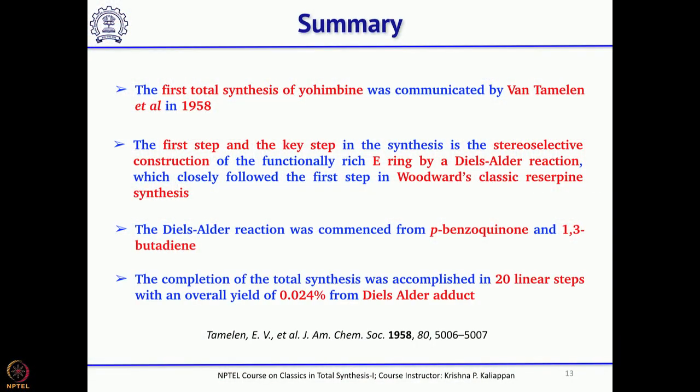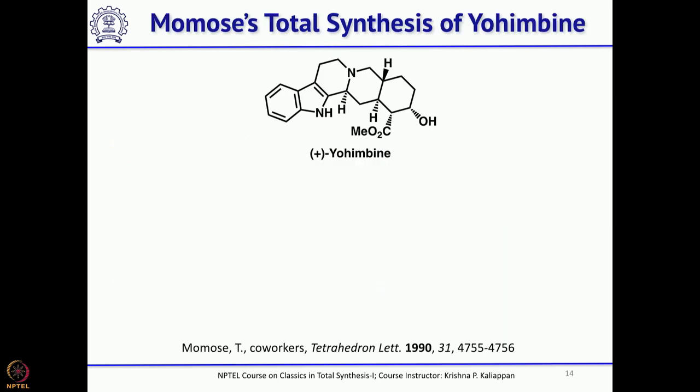The synthesis involved 20 longest linear steps and an overall yield of 0.024% from the Diels-Alder reaction adduct. Okay. Now we will move to the second synthesis.